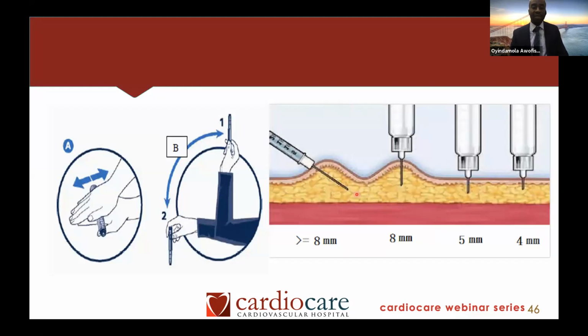And of course, after injecting with a pen device, the patient should wait for at least 10 seconds before withdrawing the pen, because if it's withdrawn earlier than that, insulin can still be dripping out of the pen, and they will likely have underdosed themselves. Okay.